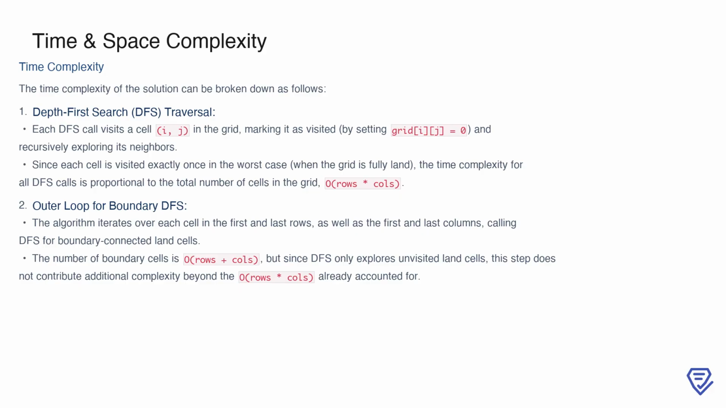Additionally, the algorithm performs boundary DFS by iterating through the cells on the outer edges of the grid. This includes the first and last rows as well as the first and last columns. While there are O(rows + cols) boundary cells, the DFS only explores unvisited land cells, meaning the boundary traversal doesn't add any extra time complexity beyond the O(rows * cols) already accounted for. Together, these steps ensure that all land cells connected to the boundary are processed efficiently.